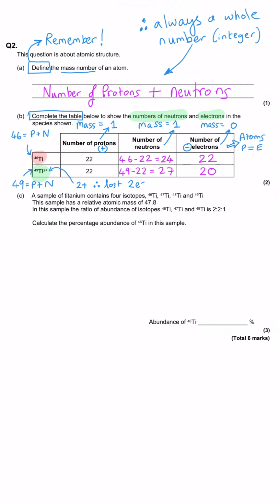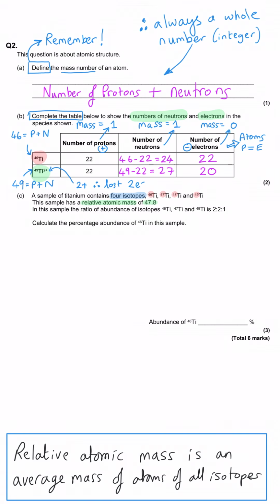In C, we're told that a sample of titanium contains 4 isotopes with a mass of 46, 47, 48, and 49. This sample has a relative atomic mass of 47.8. And what that means is the average mass of an atom of titanium is 47.8. So there'll be some 46, 47, 48 and 49, but the average of them, if you had 100 of them on a balance, would be 47.8. And so that's how the relative atomic mass is different to the mass number.